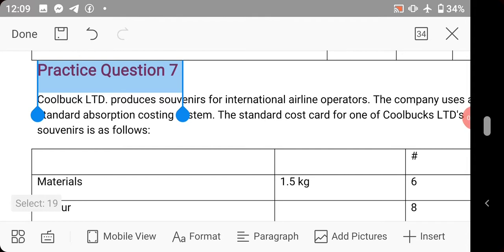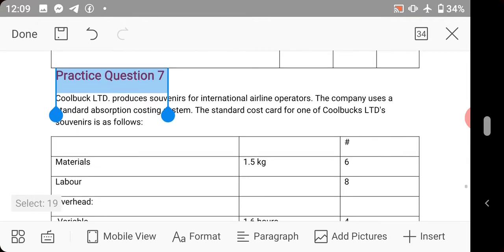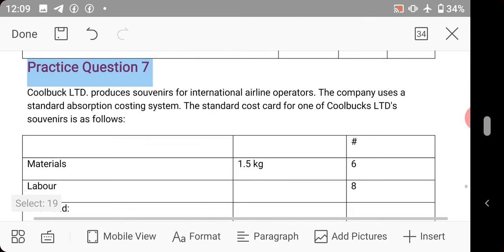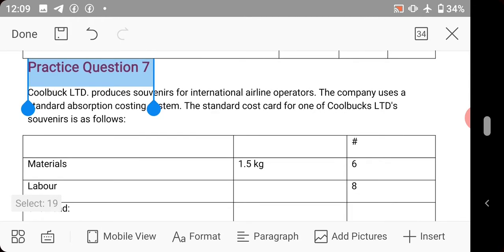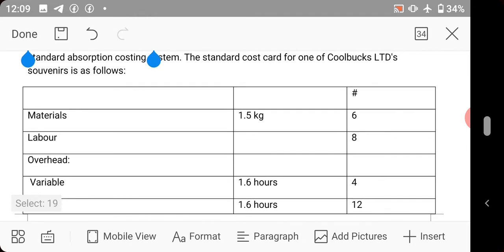Today we're still going to take a question on standard costing to buttress our point, furthermore on variance analysis. There is practice question 7, Coolbox Limited, which produces souvenirs for international airline operators. The company uses a standard absorption costing system. The standard cost card for one of Coolbox Limited's souvenirs is as follows.